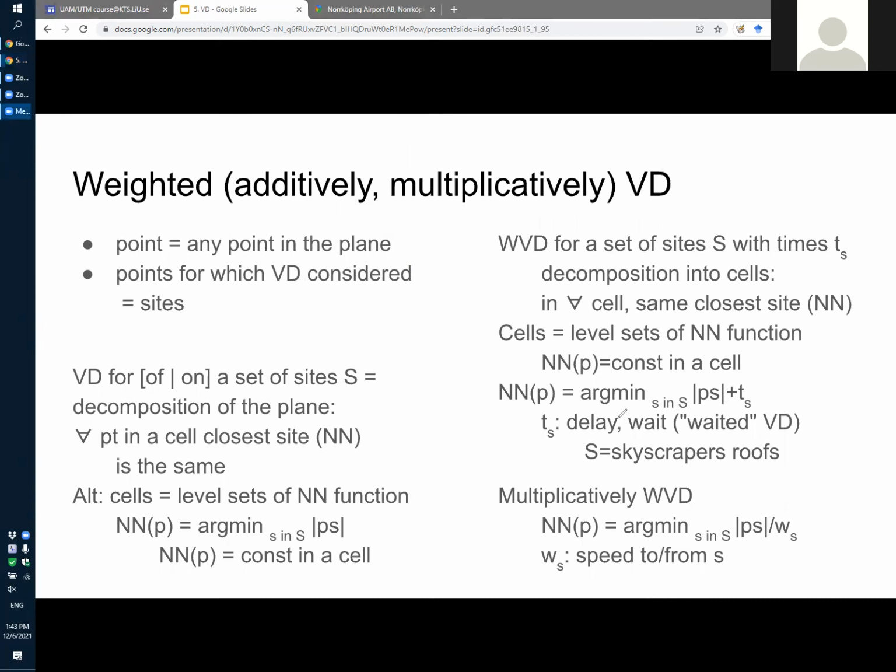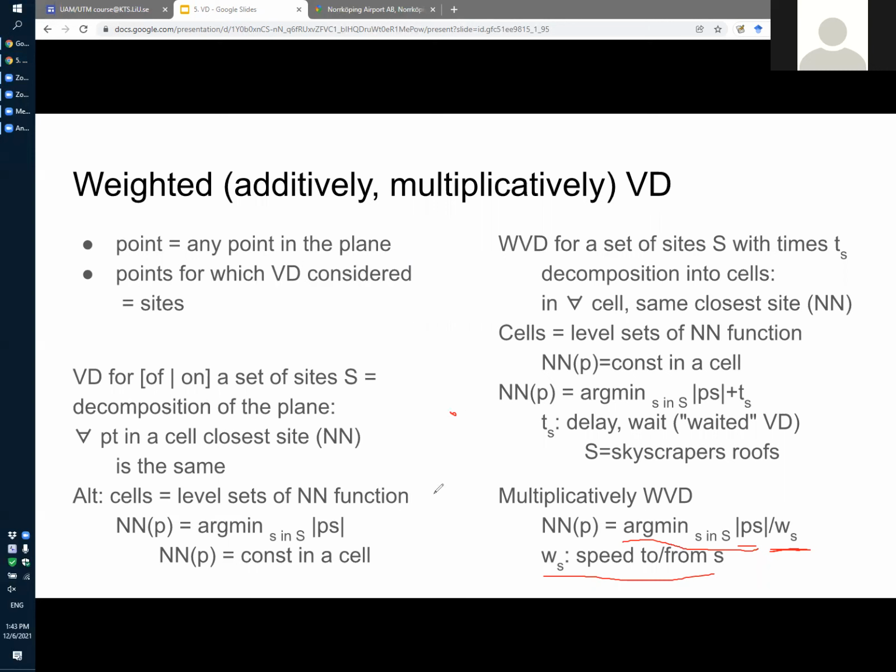And in a similar way, you can define the multiplicatively weighted Voronoi diagram. Again, it's a decomposition into cells with the same closest site in every cell. But this time, closest means not just the distance, but you are also dividing by the weight of the site. And you may think of it as the speed of a drone that starts from a certain site.